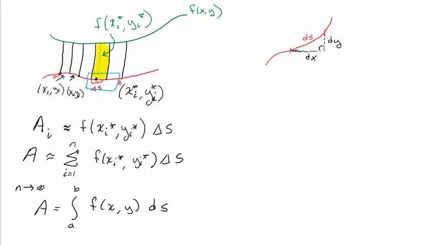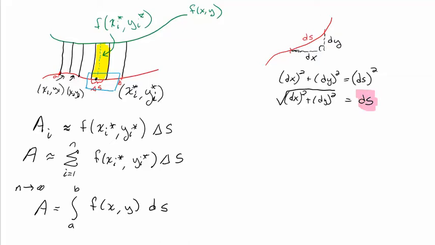From that picture, it's pretty easy to use the Pythagorean theorem, and I can see that the small change in x squared plus the small change in y squared is going to give me the small change in the arc length squared. Okay, that seems interesting. I could solve for ds, and I get the square root of dx squared plus dy squared equals ds. Well, that's interesting. I have this ds here, I have this ds. Could I just substitute all this square root business? That's a little weird, right?